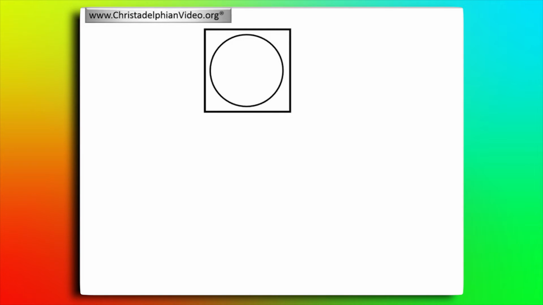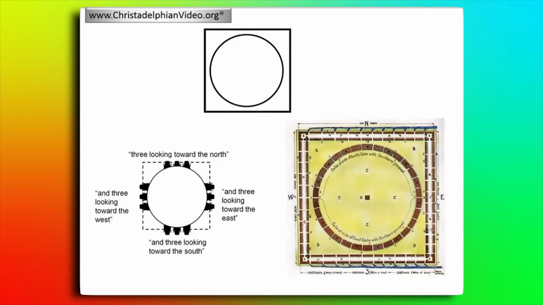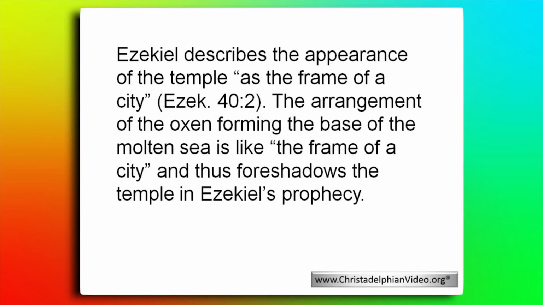We have identified that the arrangement of the 4 groups of 3 oxen under the Molten Sea provide an outline of a square. The Molten Sea can thus be depicted as a circle within a square. This design matches the overall design of Ezekiel's temple as envisaged by Henry Sully. Thus, the circular design of Ezekiel's temple can be derived from the Molten Sea in Solomon's temple. We have seen that the arrangement of 3 oxen on each point of the compass match the way in which the cities in Ezekiel 48 and Revelation 21 are described. The Molten Sea is therefore like a city.